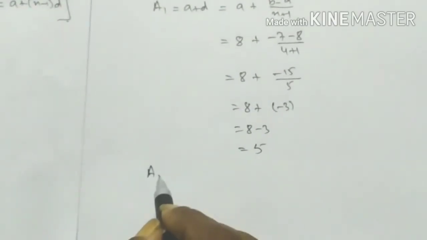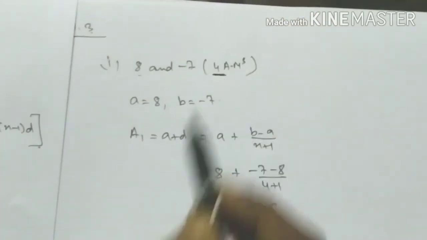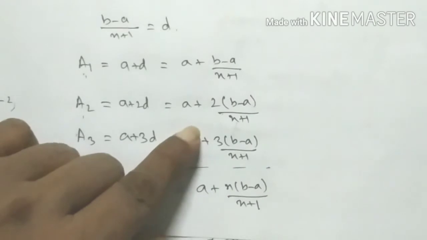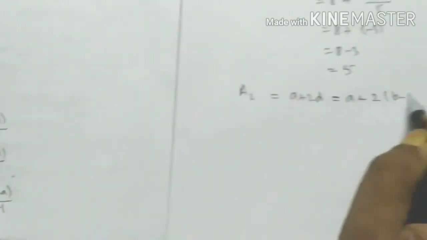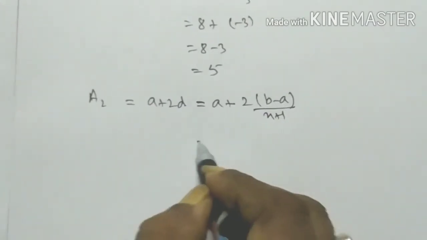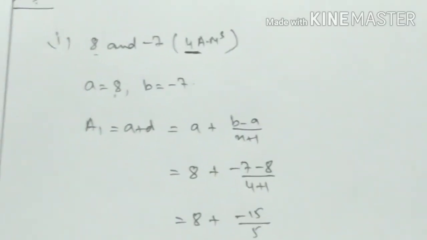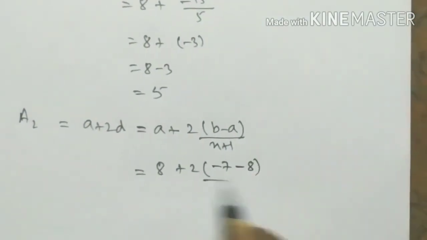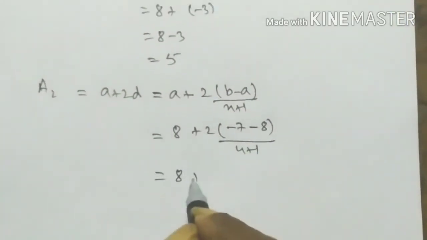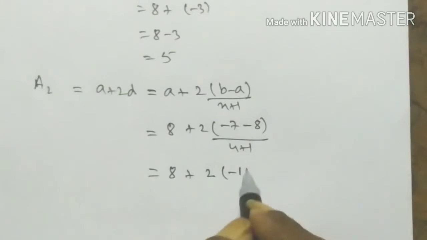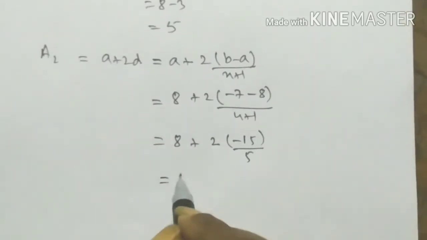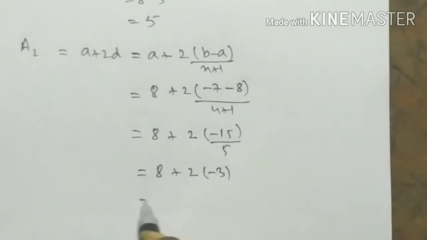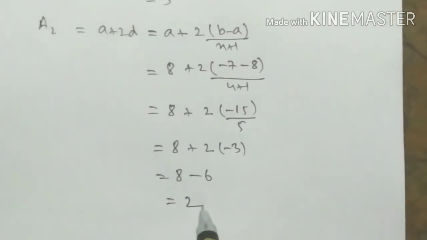Now again A2, we have to find 4 arithmetic means since there are 4. So A2 is equal to A plus 2D. Here this is the formula, it is already given to you. That is equal to A plus 2 times (B minus A) by (n plus 1). Your A is 8, B is minus 7, so 8 plus 2 times (minus 7 minus 8) by (4 plus 1). This comes out to be minus 15 by 5, and that is equal to 8 plus 2 into minus 3, which is 8 minus 6, and this is equal to 2.